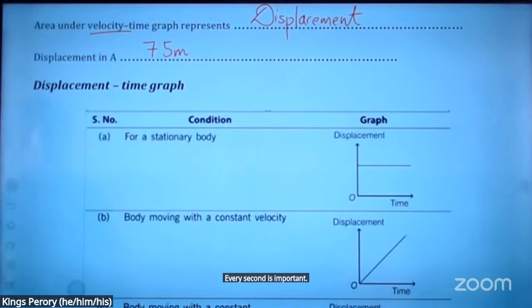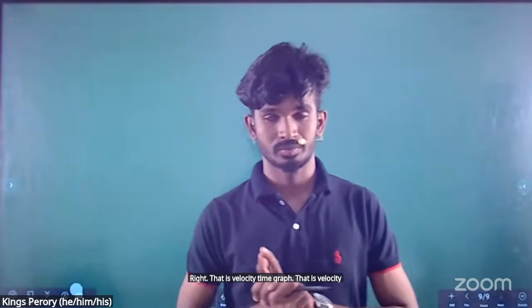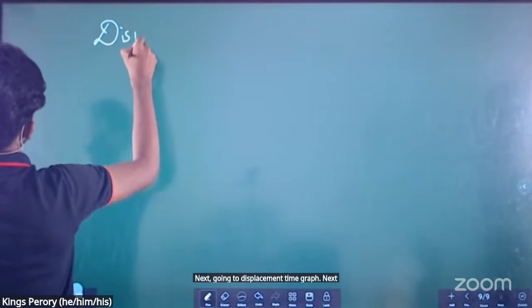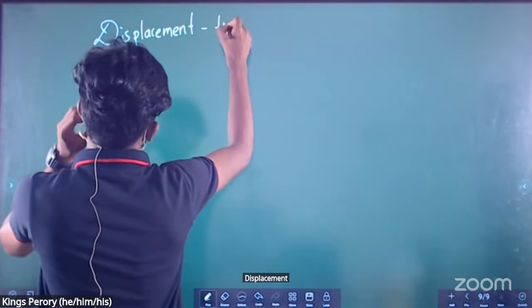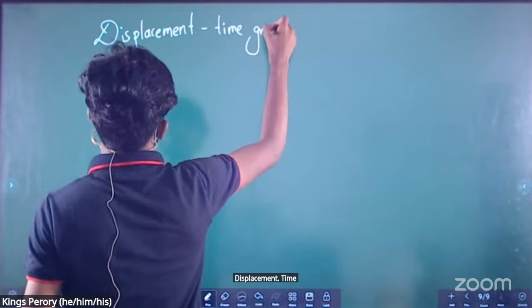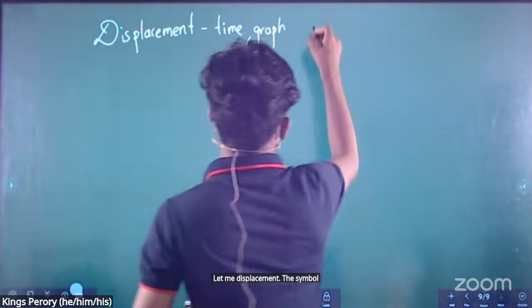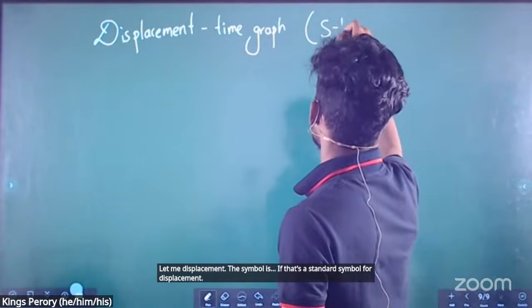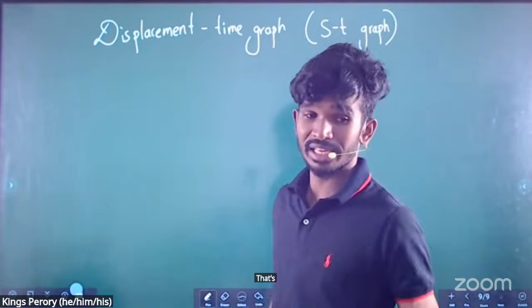Right. That is the velocity-time graph. Next we are going to the displacement-time graph. My displacement symbol is S, the standard symbol for displacement, and time is T, so it is called the ST graph. That's why in some books you would have seen the ST graph.